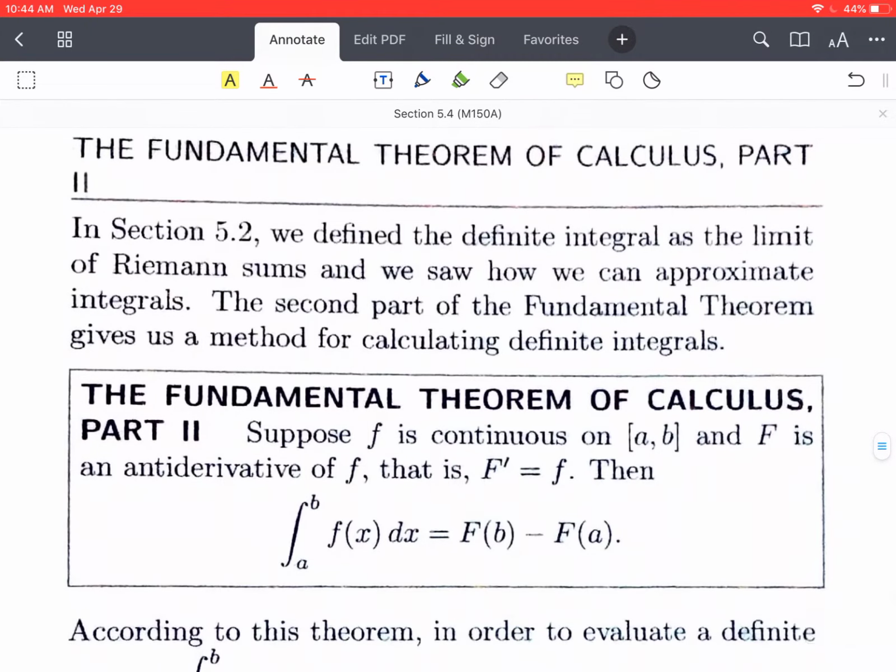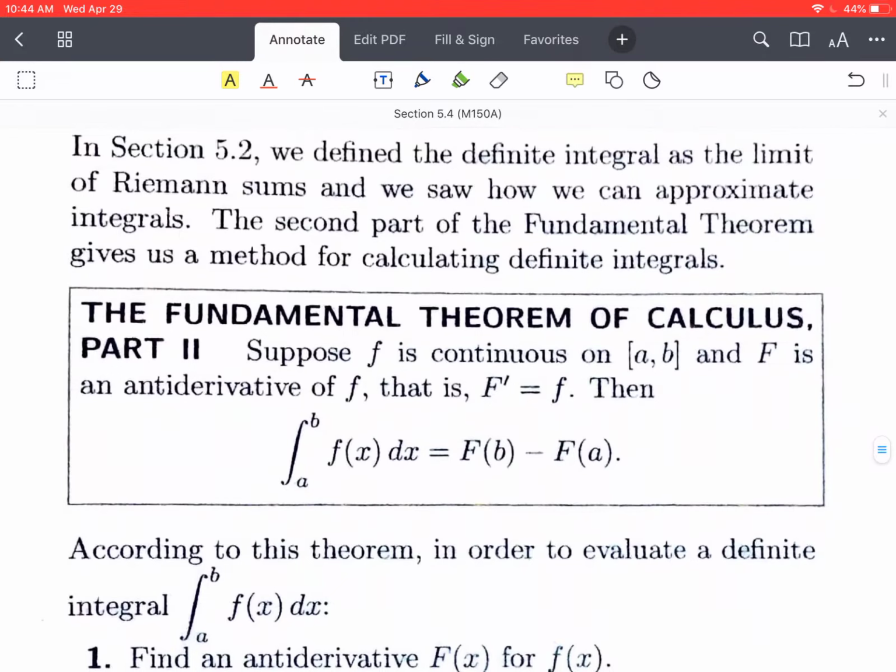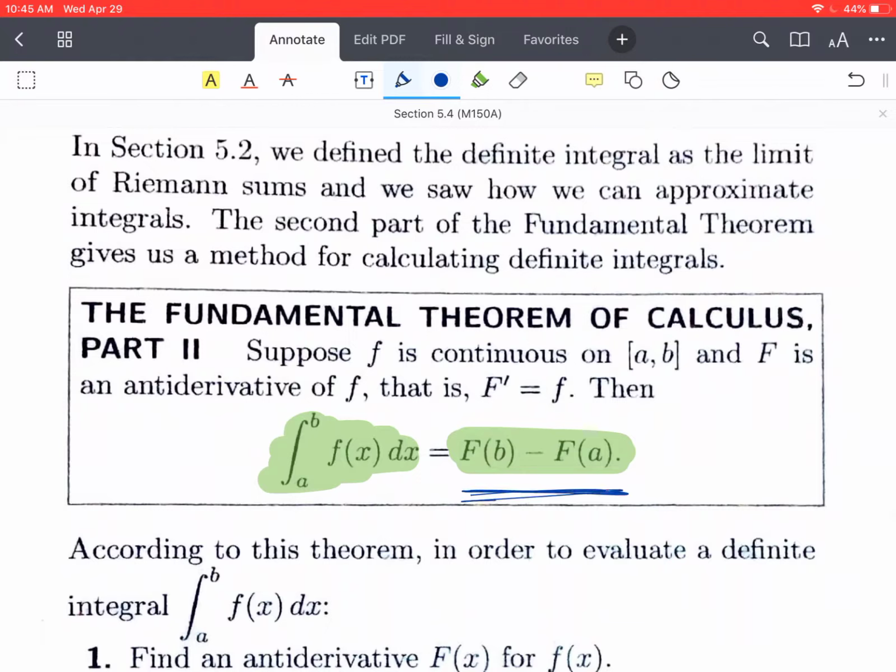So part two of the Fundamental Theorem of Calculus, this is the one that we use a lot. This is the one that allows us to evaluate integrals much more effectively and efficiently. Instead of doing rectangular approximations, or estimates and getting area under the curve by geometric means, we can use part two of the Fundamental Theorem. So suppose that little f is continuous and big F is an antiderivative of little f. Then the integral from a to b of little f of x dx equals big F of b minus big F of a. So bottom line, if we want to compute the integral of a function, get the area under a curve, we need to take an antiderivative and then plug in b, plug in a, and subtract.